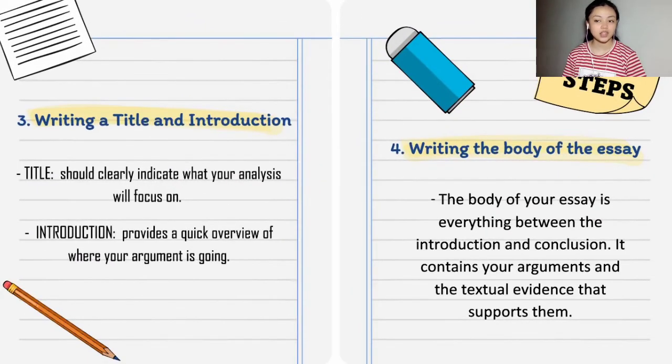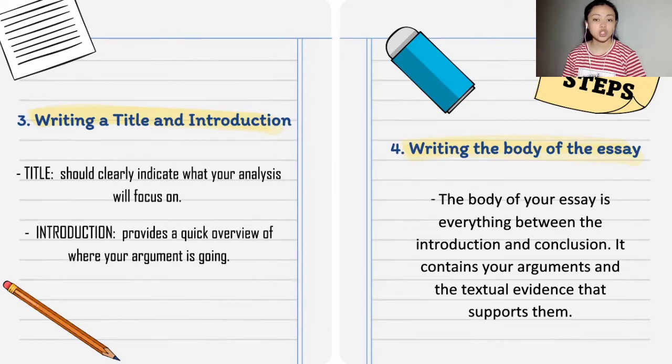The third is writing a title and introduction. So first is the title. The title should clearly indicate what your analysis focuses on. It usually contains the name of the author and the text you are analyzing. Keep it as concise and engaging as possible. A common approach to the title is to use a relevant quote from the text, followed by a colon and then the rest of your title.